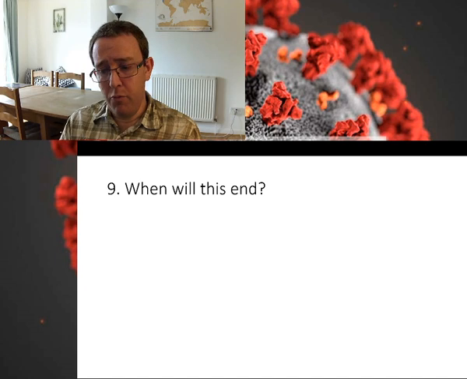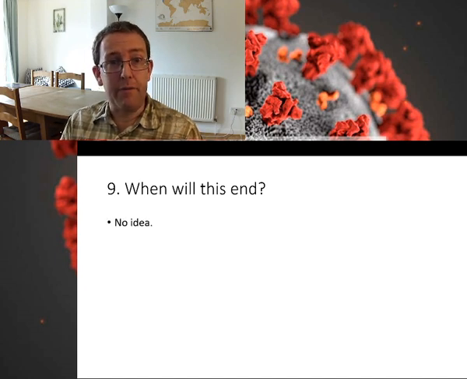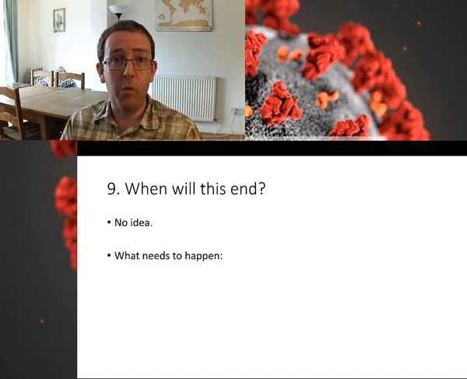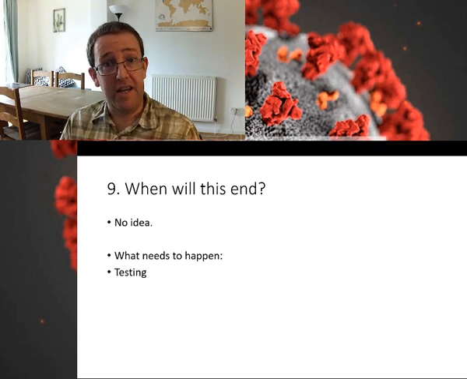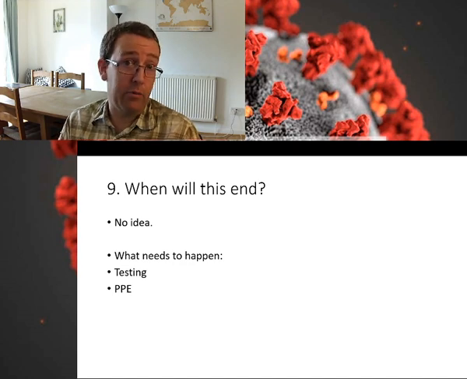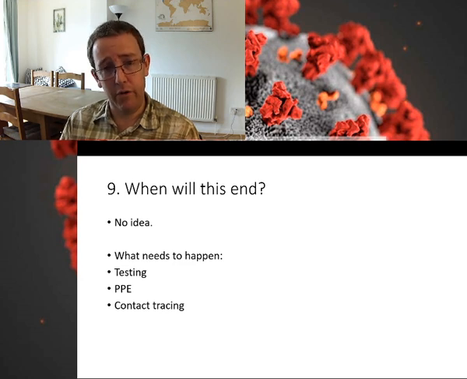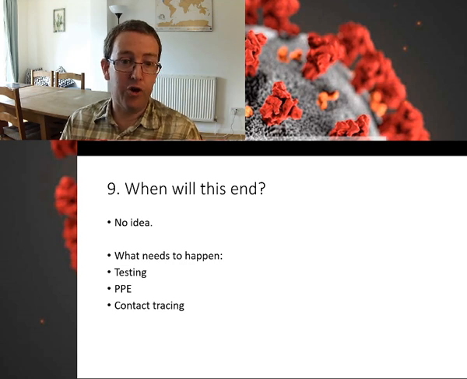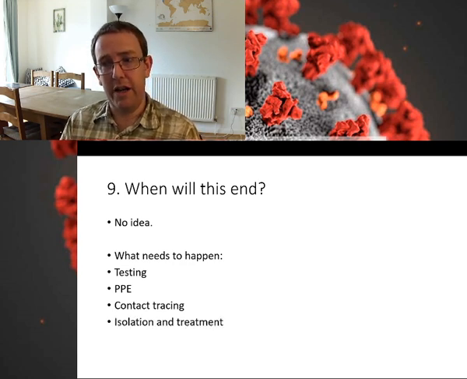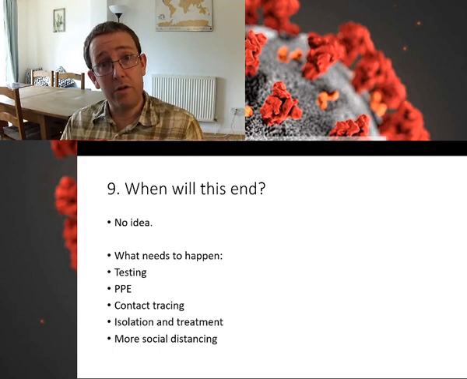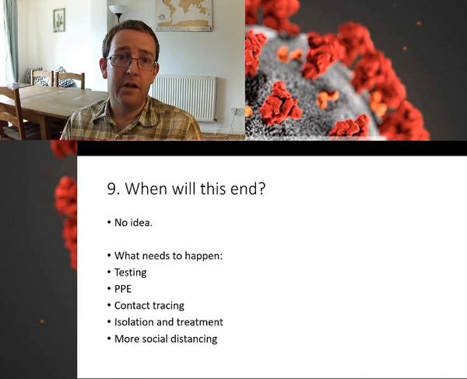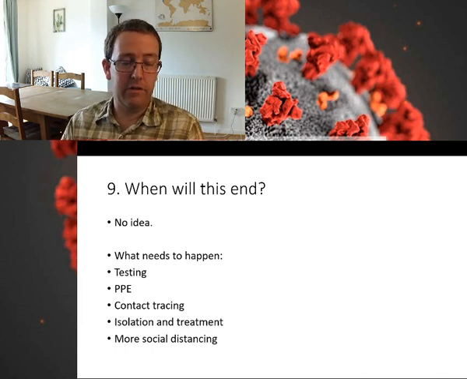Number 9, when will this end? Well, we have no idea. Unfortunately, it depends on our adherence to the rules. So what needs to happen now is obviously testing, extensive testing like Germany. Personal protective equipment needs to be more readily available for the NHS, obviously. Contact tracing, which means following up on people who've got ill, who they might have been in contact with. Right, that requires people to do that job, very important. Isolation and treatment, and of course, more social distancing. Now, obviously, the more that we push our luck with the social distancing, the longer this will last. The more we obey the rules, the shorter it will last.